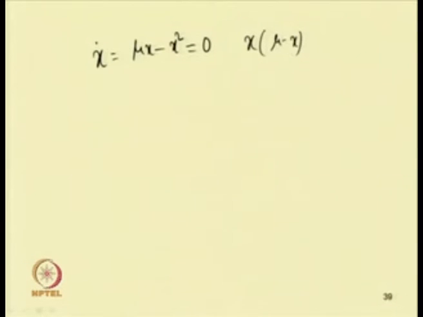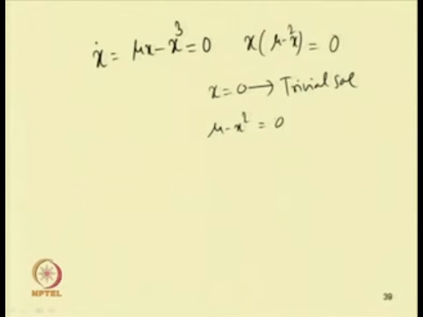For pitchfork bifurcation, it will be mu x minus x cube. So, for pitchfork bifurcation we have mu x minus x cube, and for the transcritical bifurcation point we have mu x minus x square. In this case, x into mu minus x square equal to 0. Here x equal to 0 is the trivial solution. So, we have a trivial solution, and mu minus x square equal to 0 is the non-trivial solution.